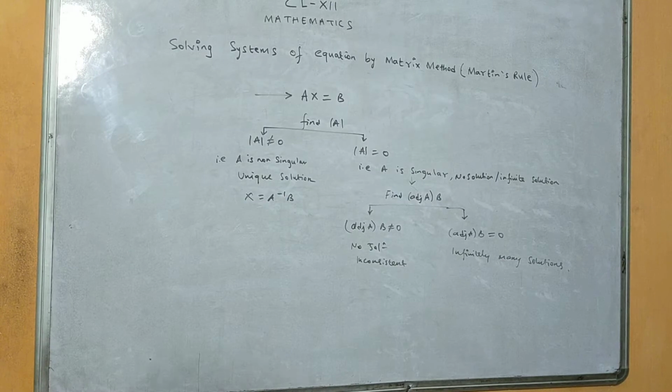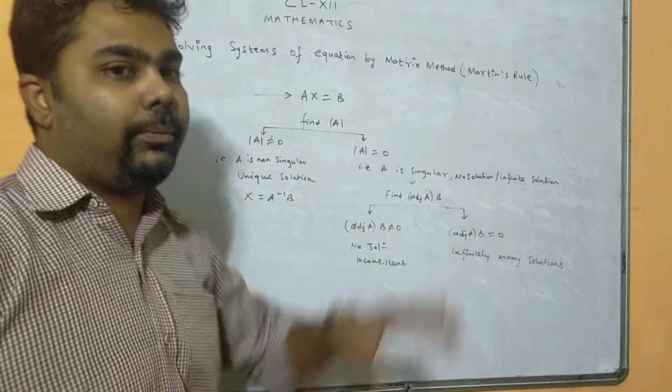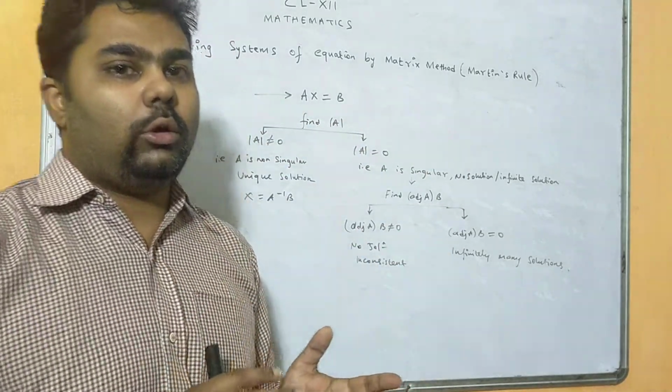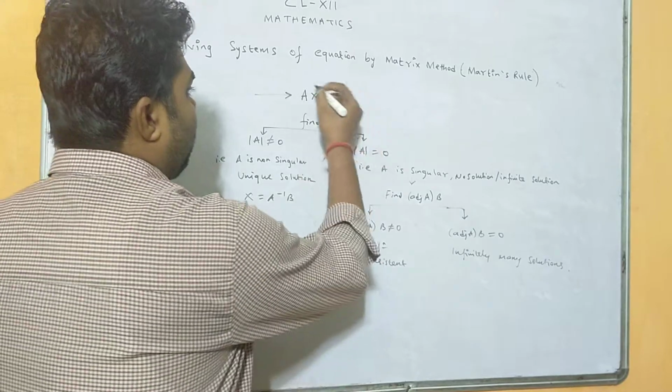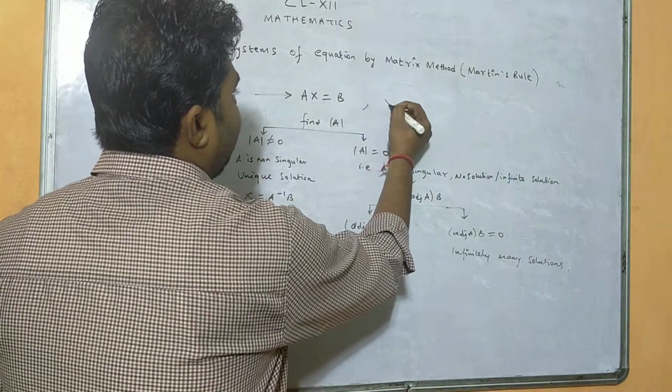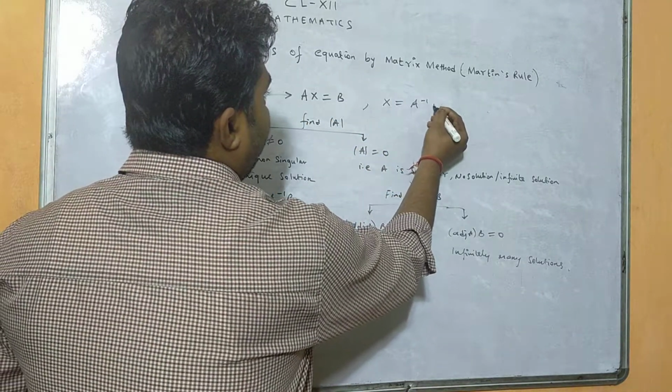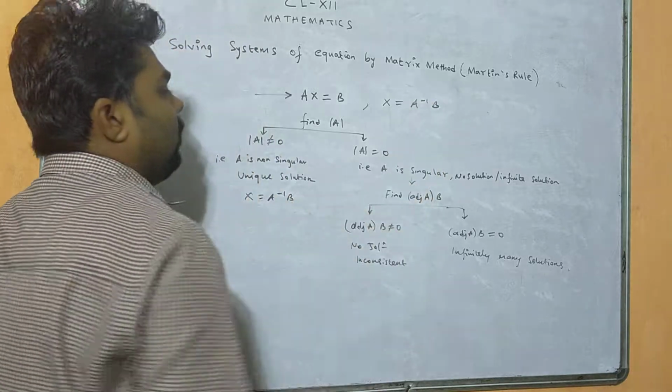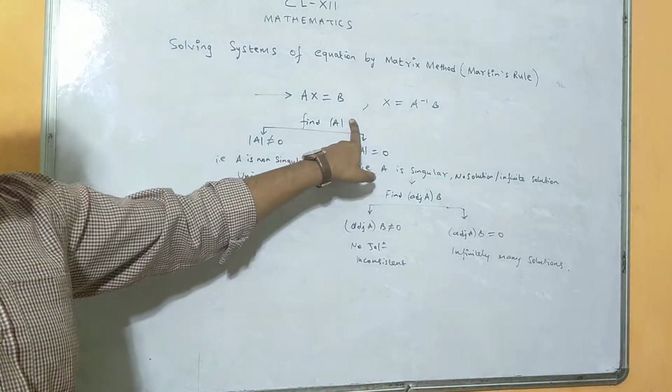While solving this by Martin's method, we have to calculate Ax equals b. We have to use this formula. In order to find the inverse of matrix A, because the next step is x equals A inverse b. To find A inverse, we have to get the magnitude of A.